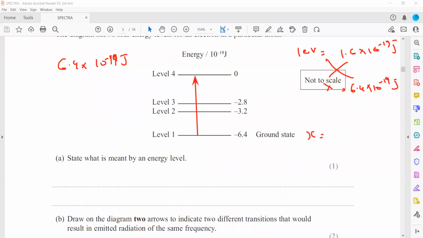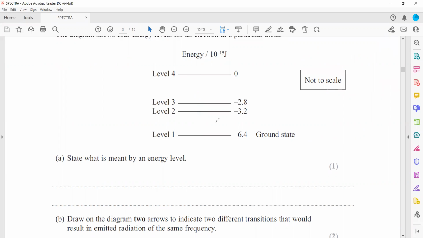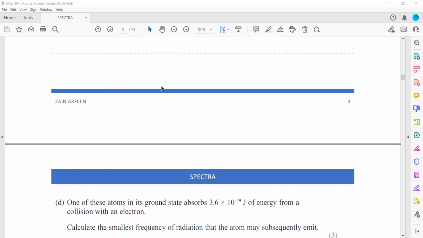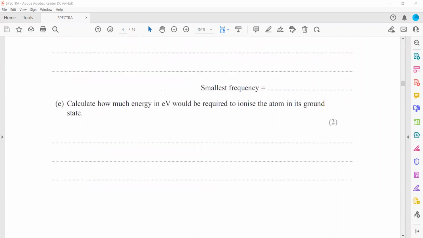So this will come out around 4 electron volts. So we need 4 electron volts to transit this electron from the ground level till the point outside the atom. So we call that ionization, because the term ionization refers to the energy needed to remove an electron from a neutral gaseous atom.